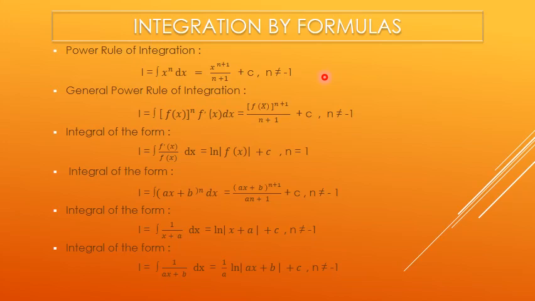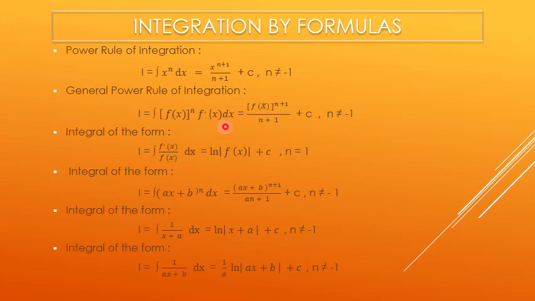Integral of the form: integration of (ax plus b) to the power n dx. That means when we have questions in this form, we use this integral form to solve these questions. And we solve it by taking ax plus b, we add the power, and we again divide by the power multiplied with the coefficient of the variable.